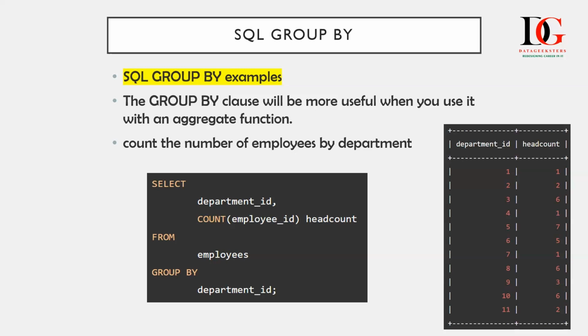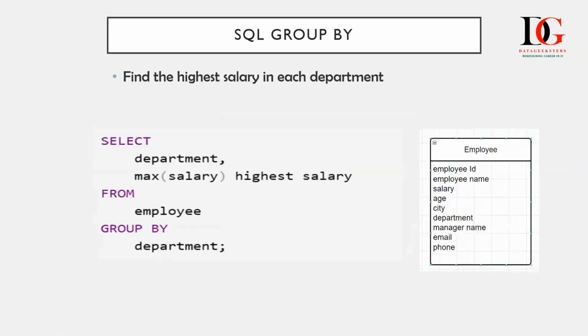For example, here I want the count, the head count per department: how many people are working in the IT department, and how many in the operation department. So first you create a group, and on that group you can apply the aggregate function. So this is an example here.